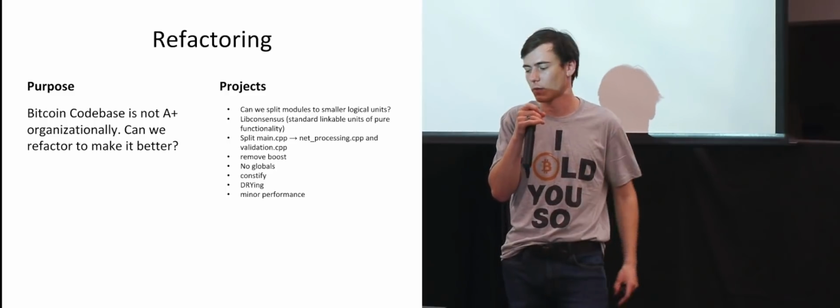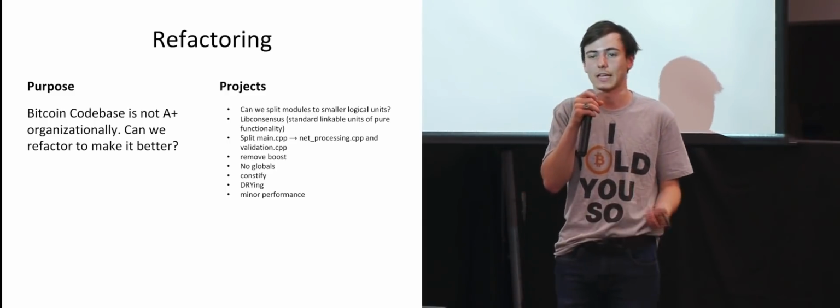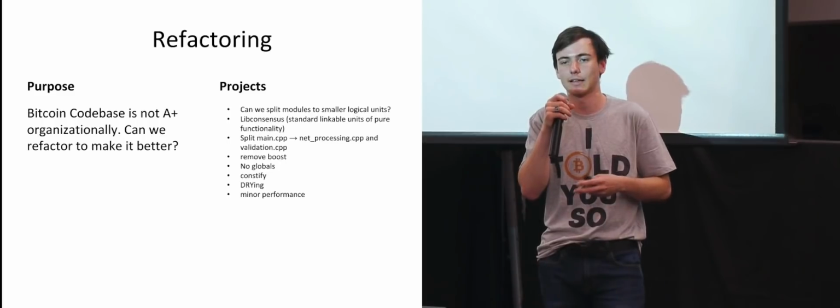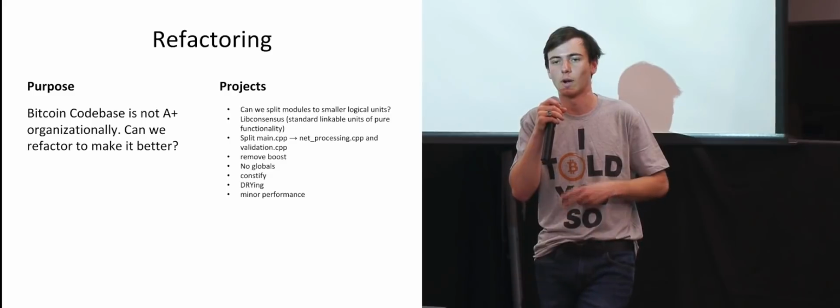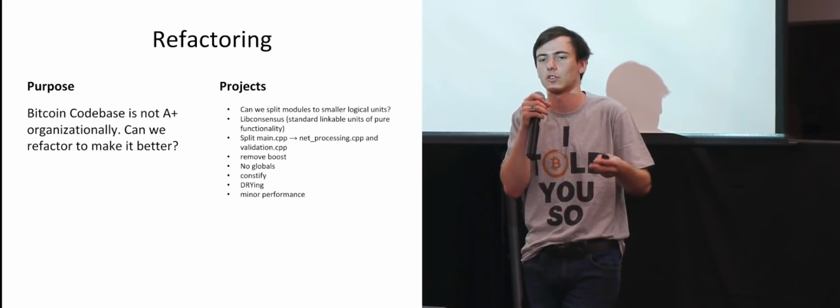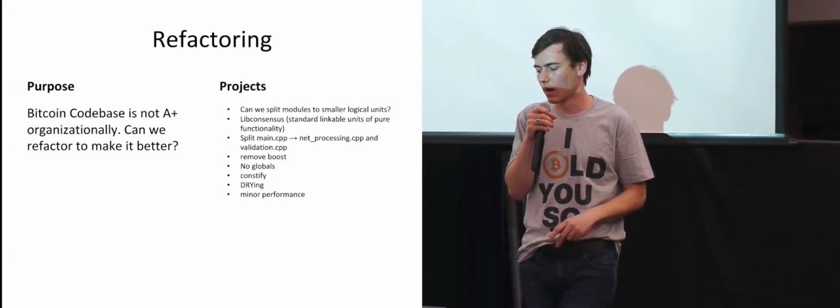They try and split modules into smaller logical units. They work on making standard libraries for some basic functionality that should always be the same no matter what version of Bitcoin you're using. Like, what is proof of work? What that definition is should stay the same across versions.